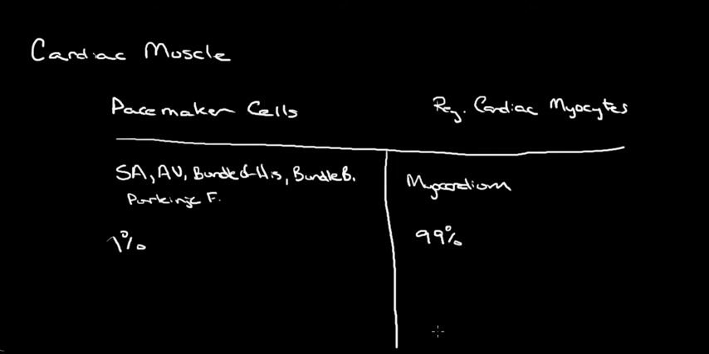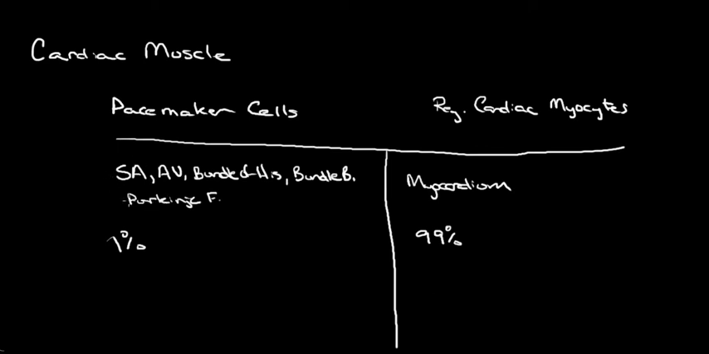The pacemaker cells, these are found in the SA node, the AV node, the bundle of His, the bundle branches, the Purkinje fibers. These represent about 1% of all of the cardiac muscle cells. They are in the region called the intrinsic conduction system, and those cells, they are autorhythmic.